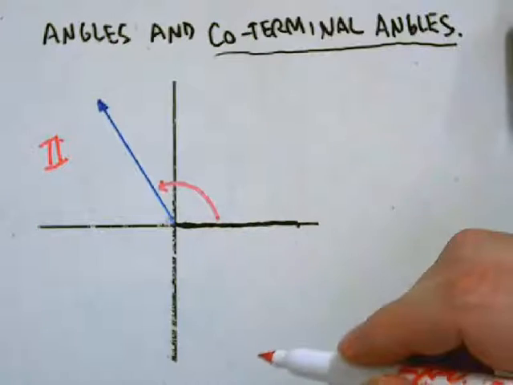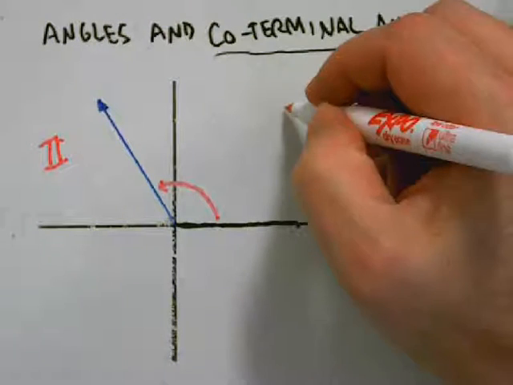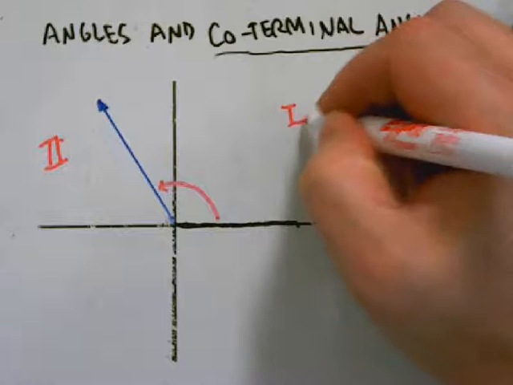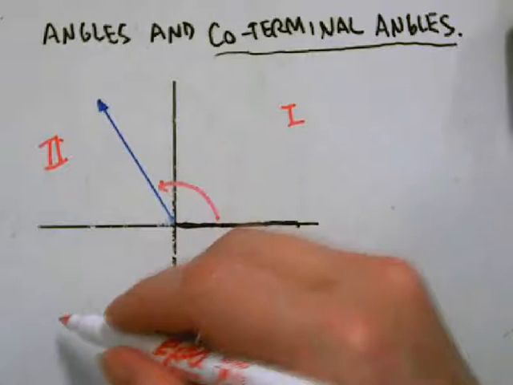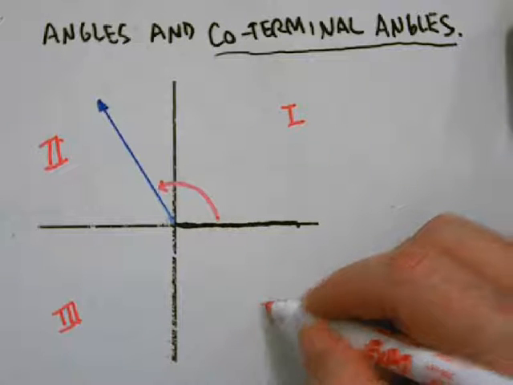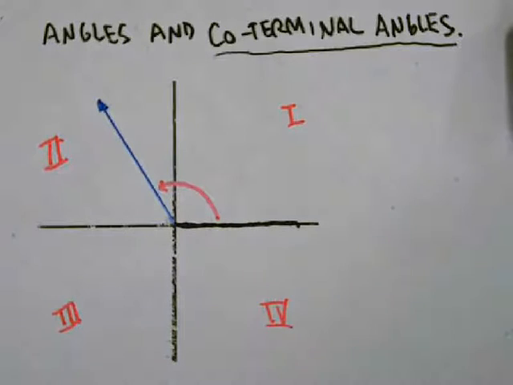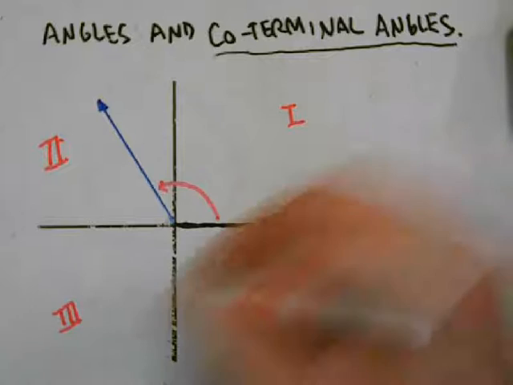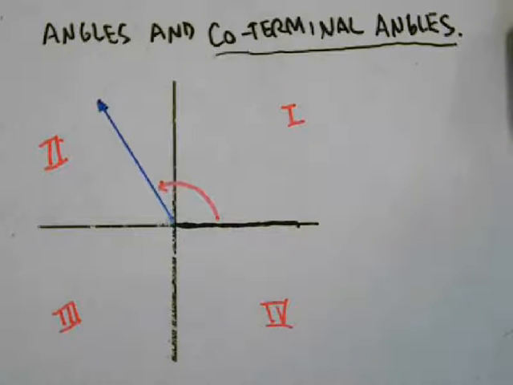Knowing your quadrants is pretty important. Remember, the positive quadrant is 1 and it goes around to quadrant 2, quadrant 3, and quadrant 4. It's pretty important to know your quadrants and your signs of X and Y in those quadrants, but we'll talk more about that later in future videos.